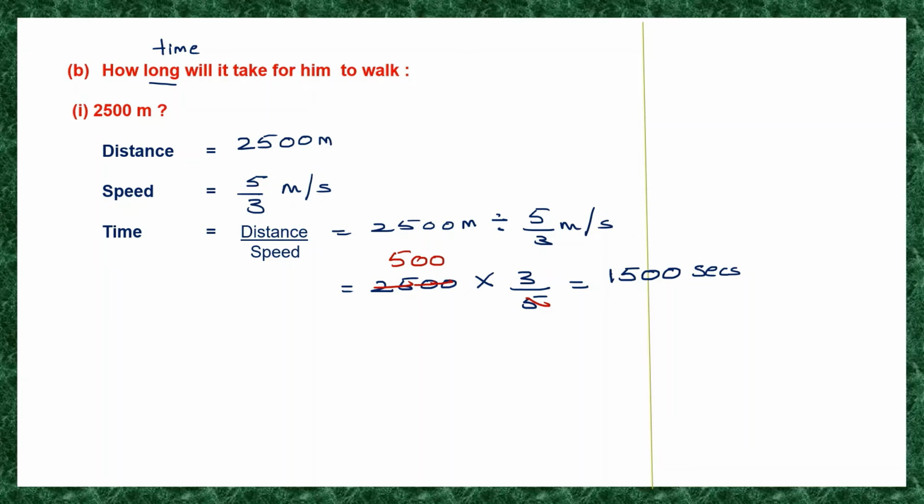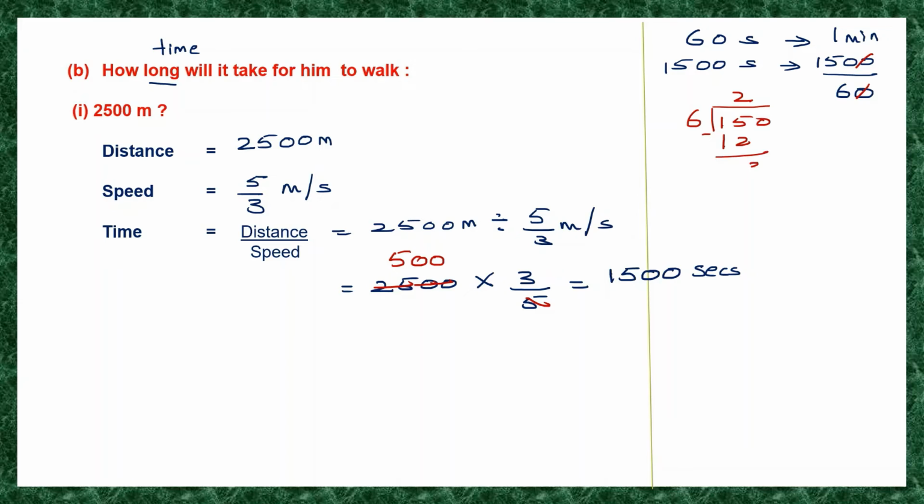Now if we have to convert this to minutes, then we have to do a little conversion here. We know that 60 seconds make 1 minute. Therefore, 1500 seconds will be 1500 divided by 60. So let's cancel there. I've got 150 by 6. Let me divide 150 by 6. 6 2s are 12 minus 30. 6 5s are 30. So our answer there is 25.